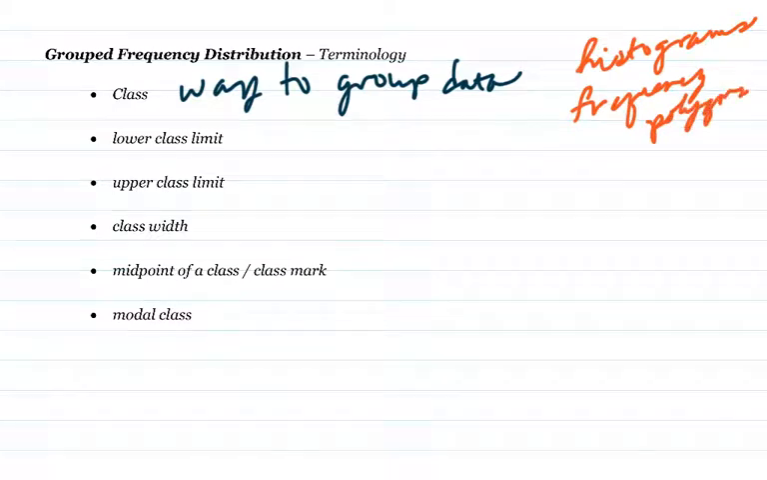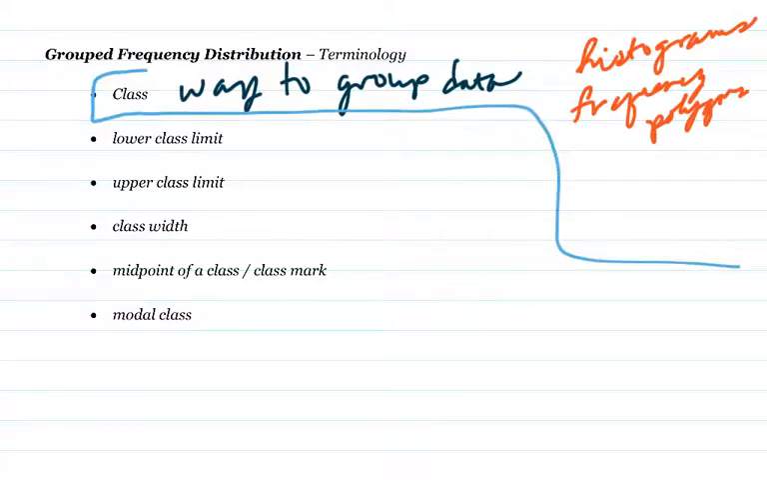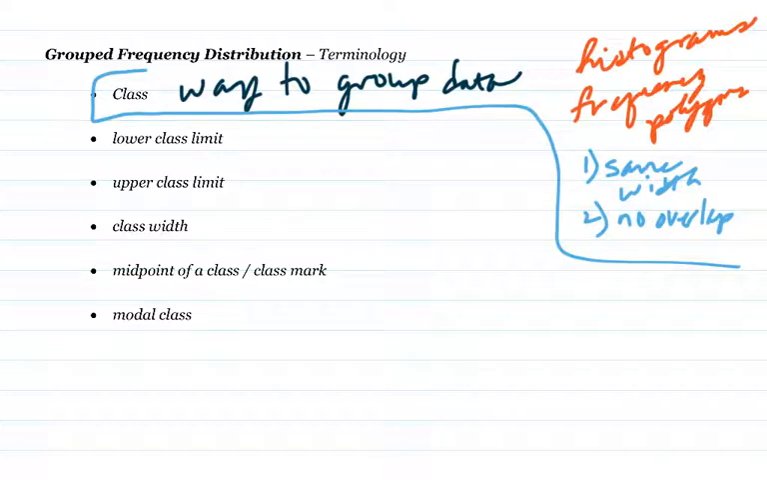And then also there are some rules for developing classes. The classes should all be the same width. Classes should not overlap, so no overlap. Each piece of data should only belong to one class. So data can only be an element of one class.